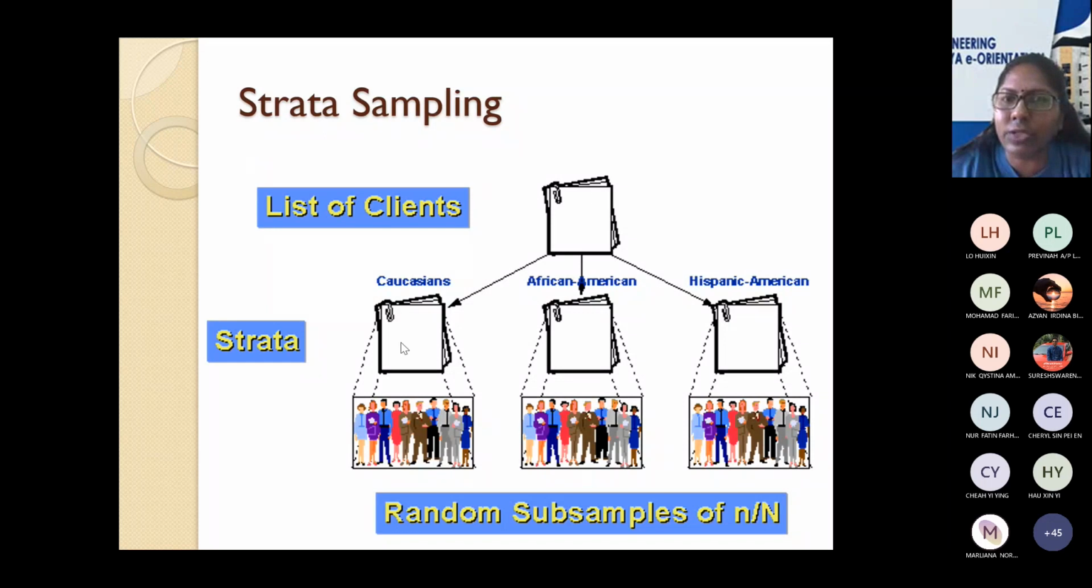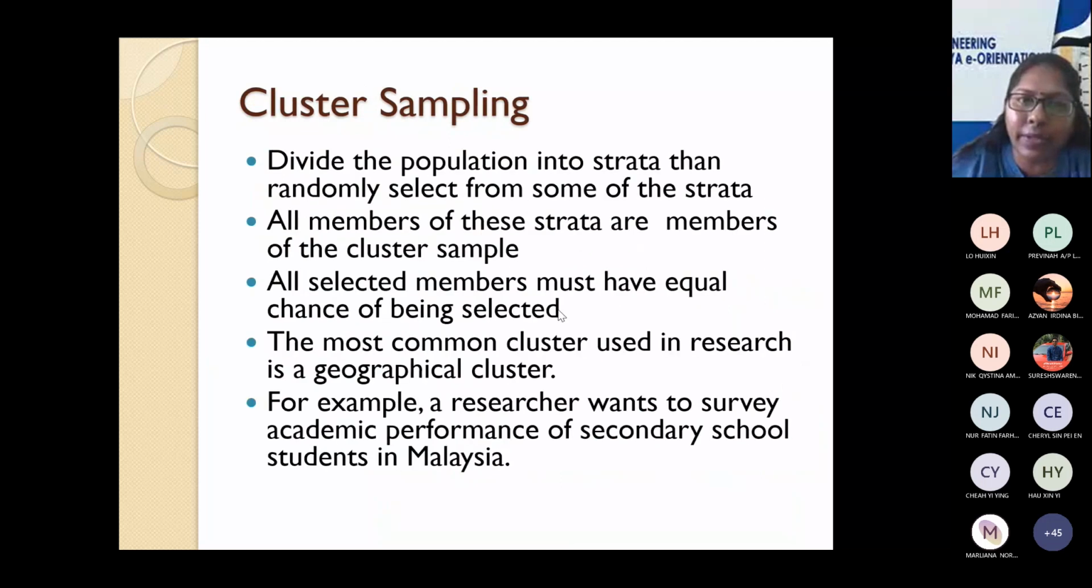I want Caucasians, any random Caucasians, but I want 10 Caucasians. I want African Americans, 10 of them. Hispanic Americans, 10 of them. If let's say I don't have these lines, I just say I want Americans, 100 of them. That is simple random sampling. There can be more Caucasians, more of each one of them. That doesn't matter. I just want random.